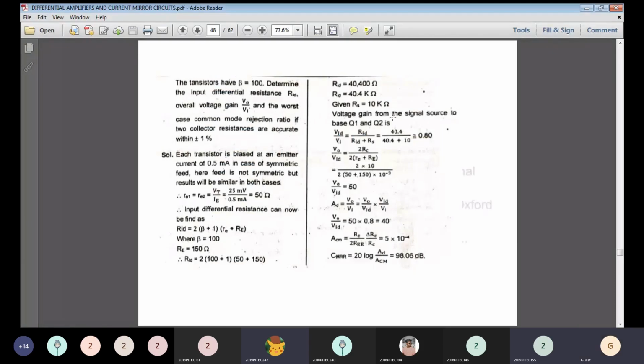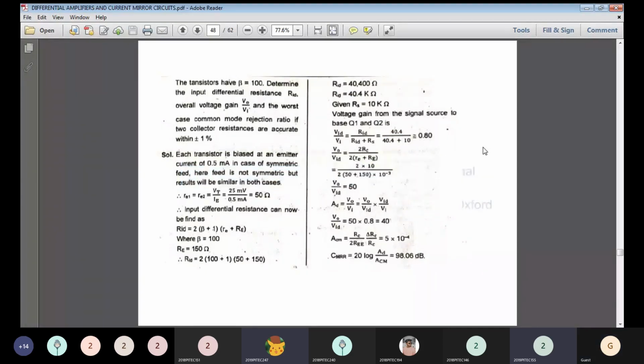So the voltage gain from the input signal source to the base of Q1 and Q2 is nothing but VID divided by V1. The formula is RID divided by RID plus RS. So you directly substitute the value of 40.4K, plus the value of source resistance from the diagram, we can take it as 10K. All values are in K, so just cancel it. We are getting the answer 0.8.